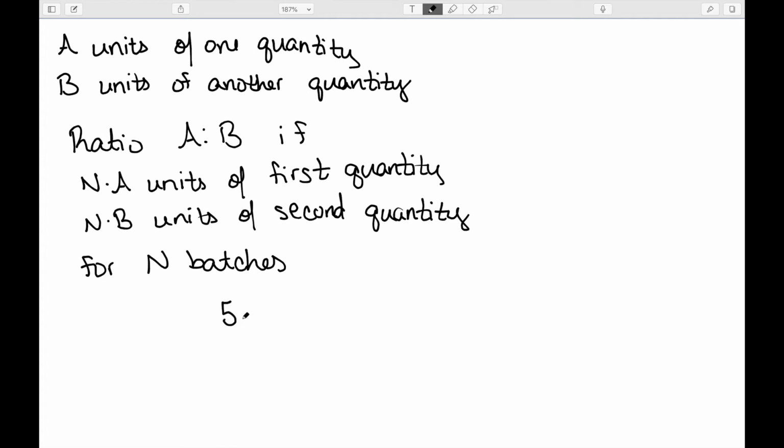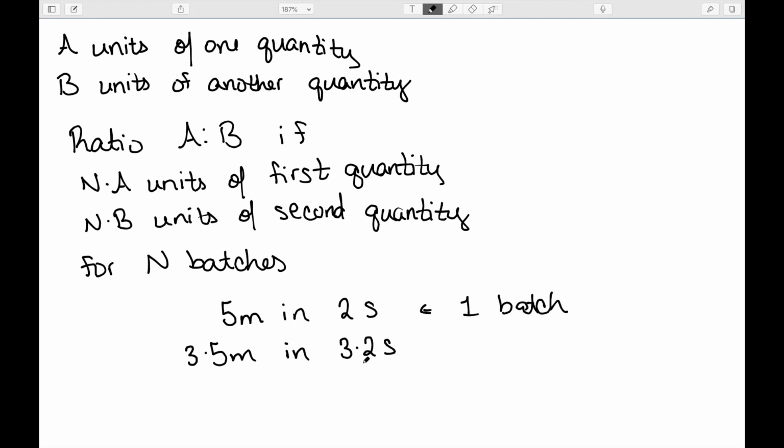So, as we talked about before, if we can go 5 meters in 2 seconds, then we can think of this as essentially one batch. Then we could go 3 times 5 meters in 3 times 2 seconds. That would be a total of 3 batches. In addition, we could do 1/2 times 5 meters in 1/2 times 2 seconds to figure out how long it would take us to travel 2.5 meters. This would be a half batch. We can continue this idea.